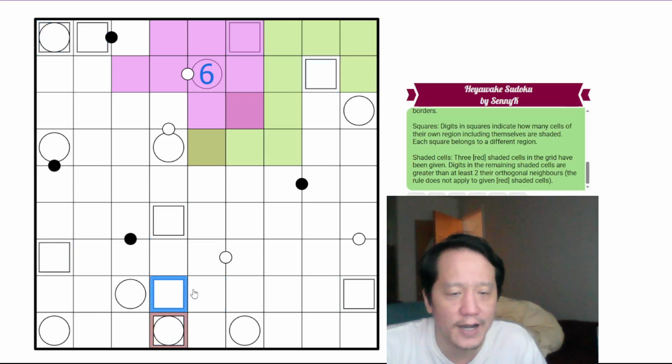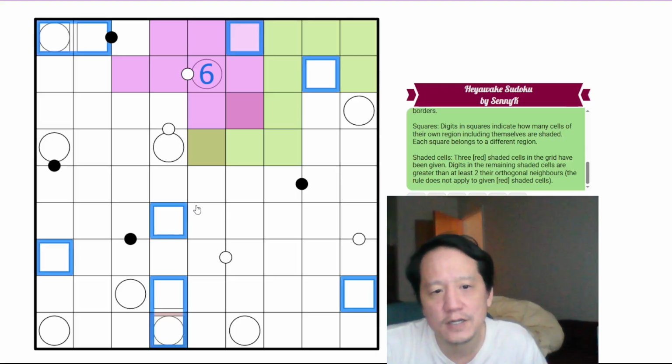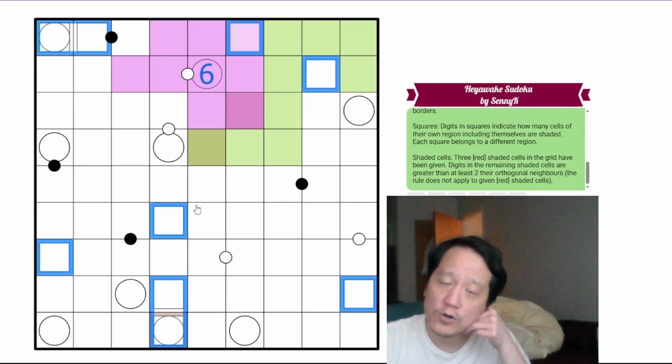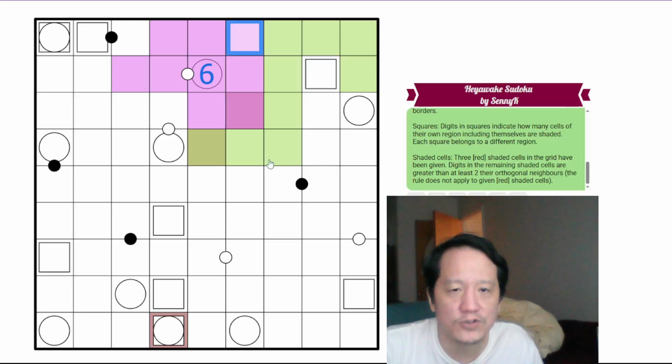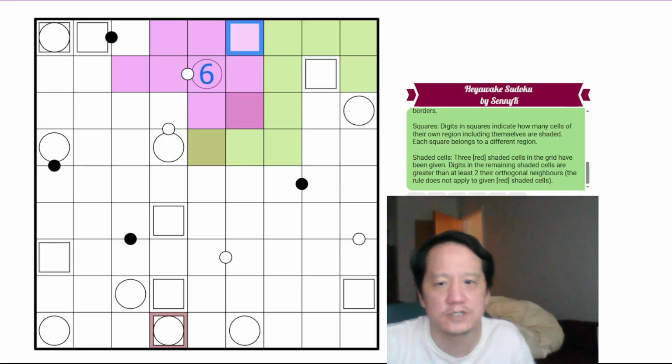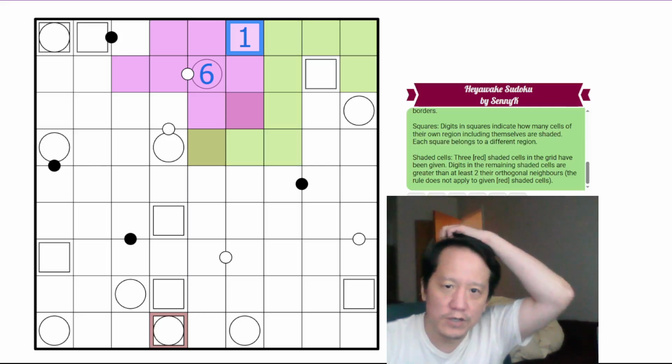We do have 9 squares in the grid, and they indicate how many of the cells in their region are shaded. So, for example, this would be part of this region here, and it only has right now 1 shaded cell. So this would have to be 1 if that were the case.